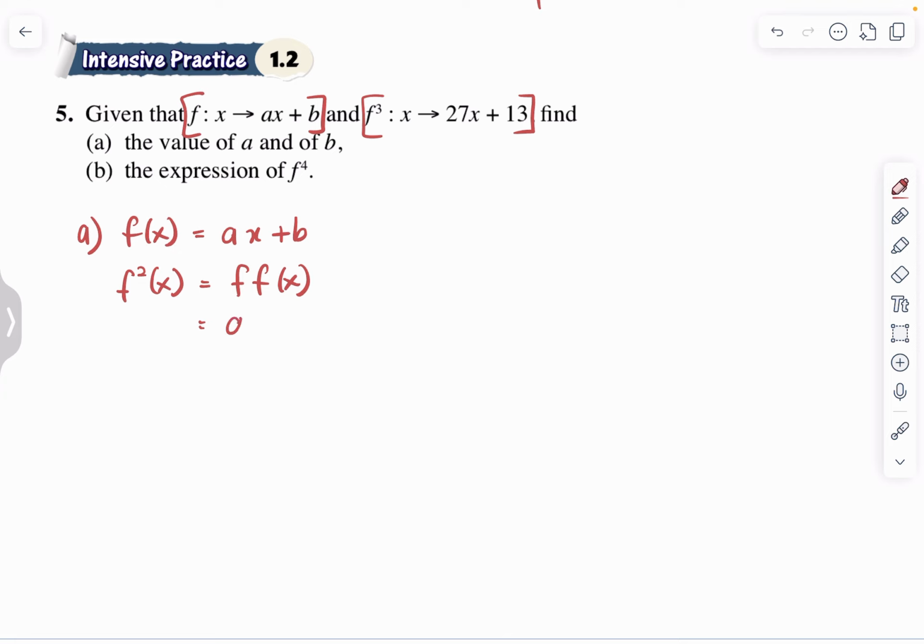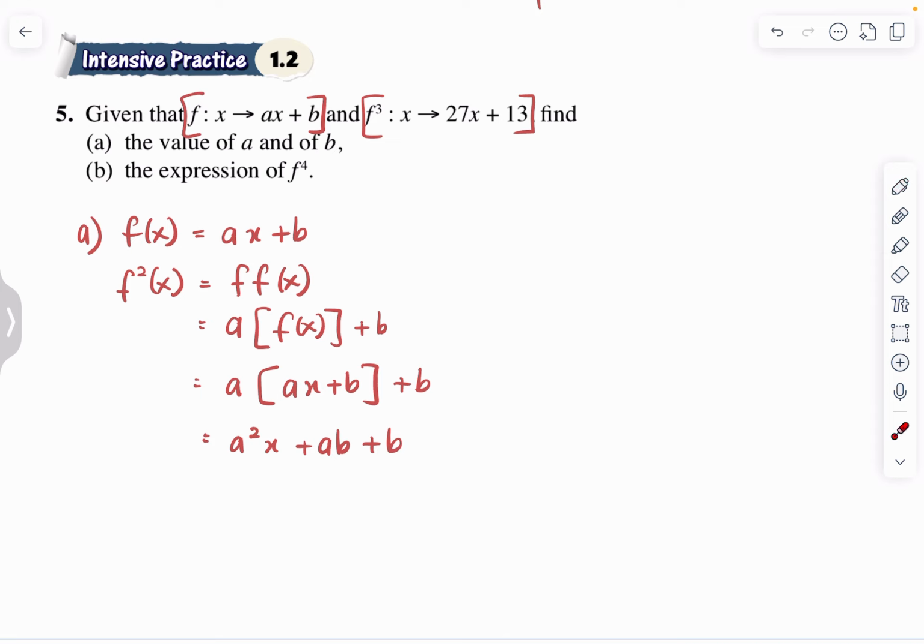So we will get a f(x) plus b. And then we can sub in the f(x). So we know f(x) is ax plus b. This is like inception now. So a(ax plus b) plus b. So here we get a squared x plus ab plus b. Right. And then now we can go ahead and find f cubed of x.